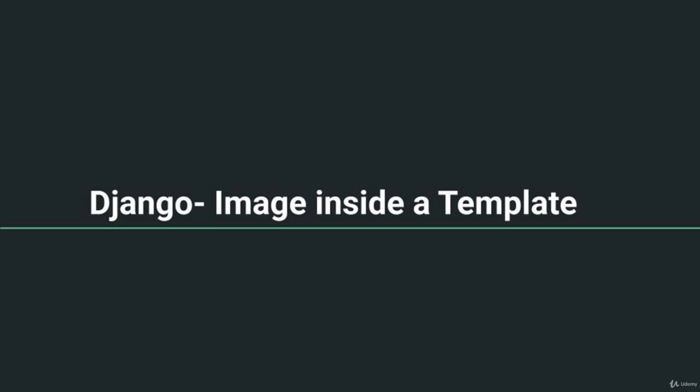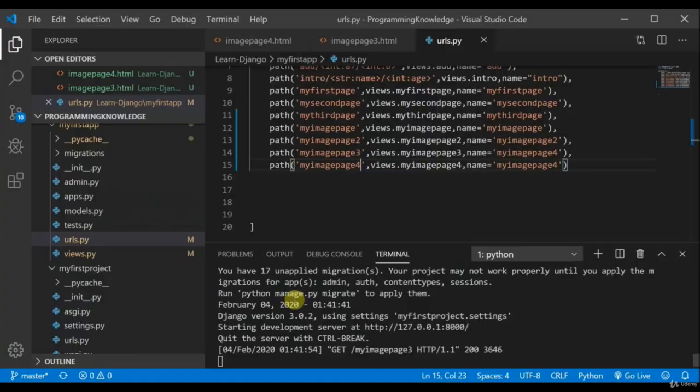Ninth tutorial, and we're going to work with images. This is going to be a very interesting and quick tutorial. In this tutorial I've already defined a path with my image page 3, already defined a function in the views.py file, and already defined an HTML page. So I will directly operate on this, and you can check out the code on the GitHub repository as well.